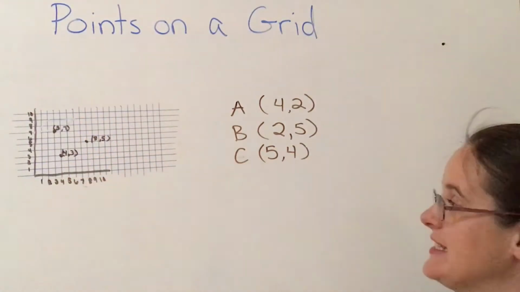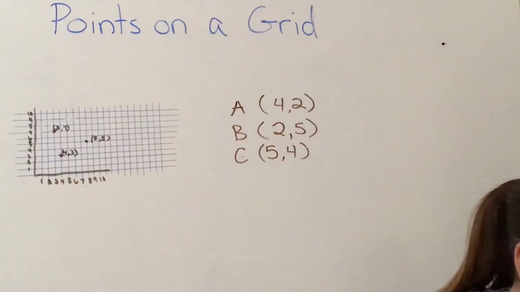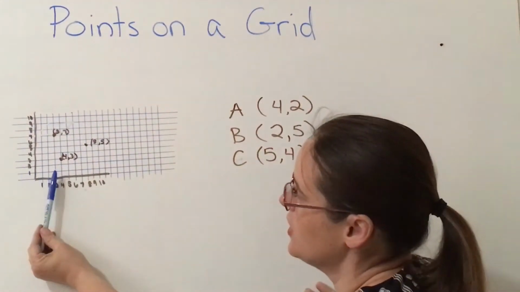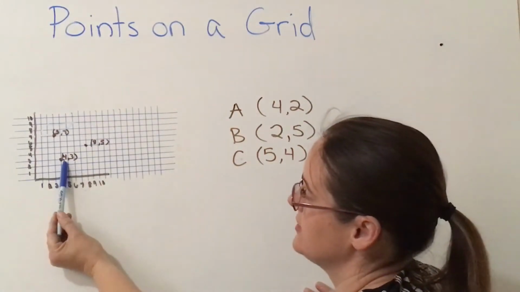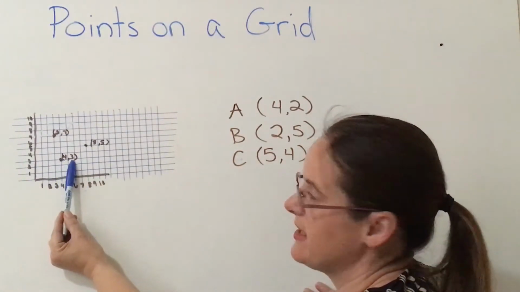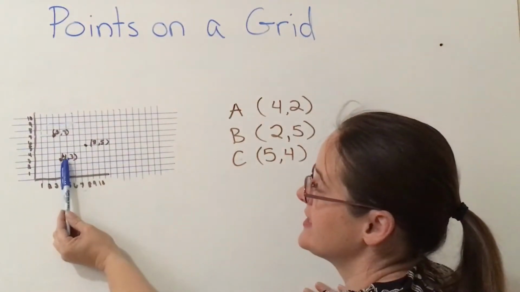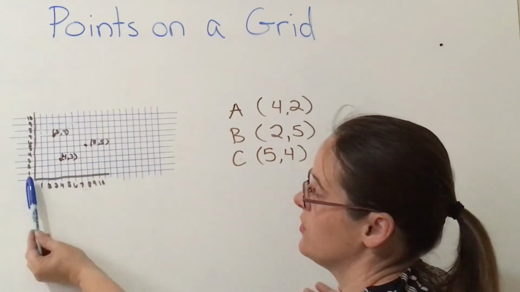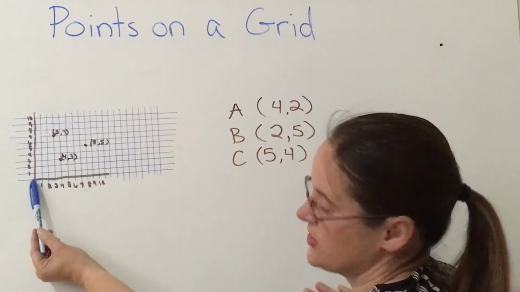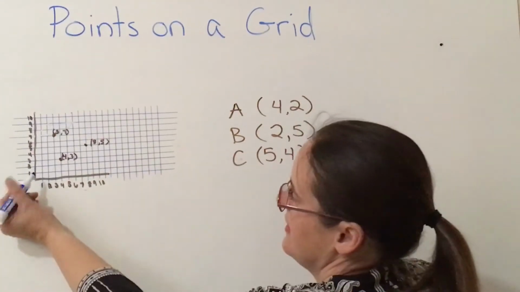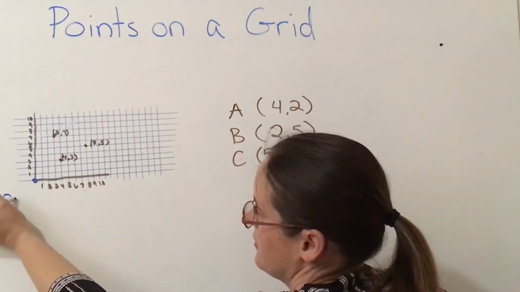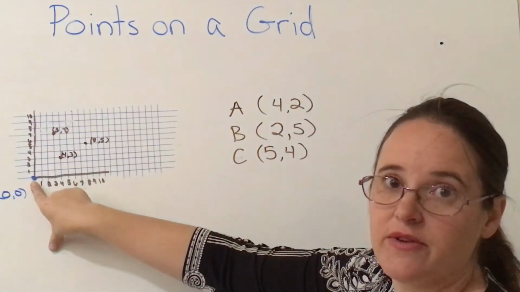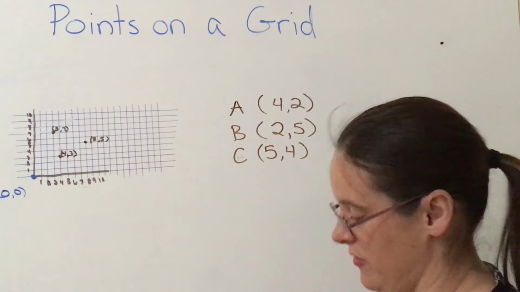So my first example over here, I have 3 points and I want to point out to you how to find them. Okay, so this is point 4, 3. So the first number always represents how far I go along this horizontal axis. We always start right here. This point right here is 0, 0. That's called our origin. That's where we start when we're counting every time, okay?